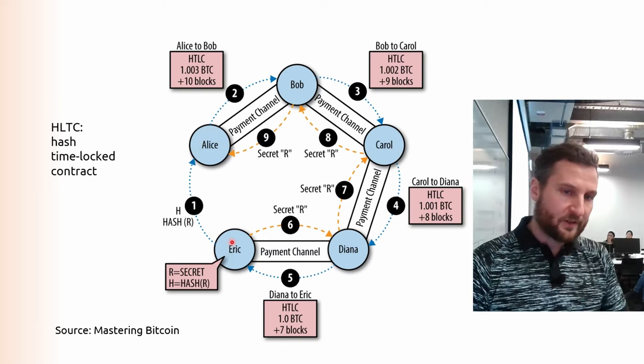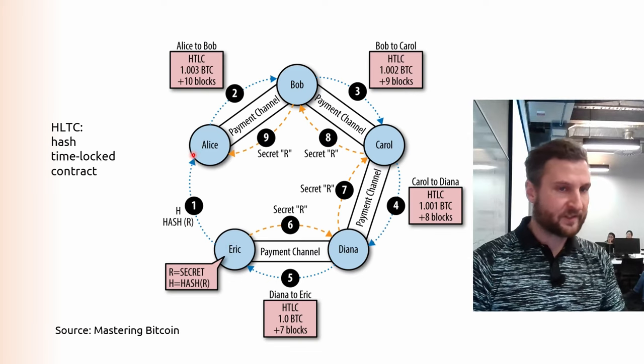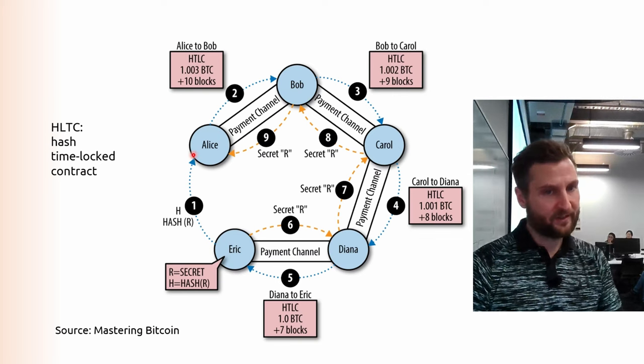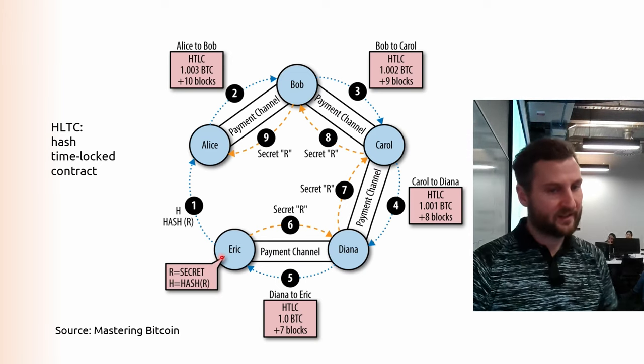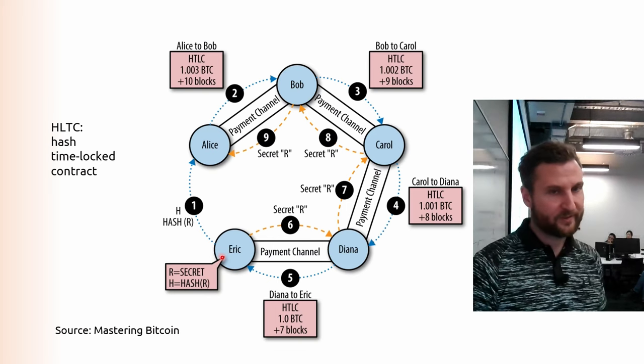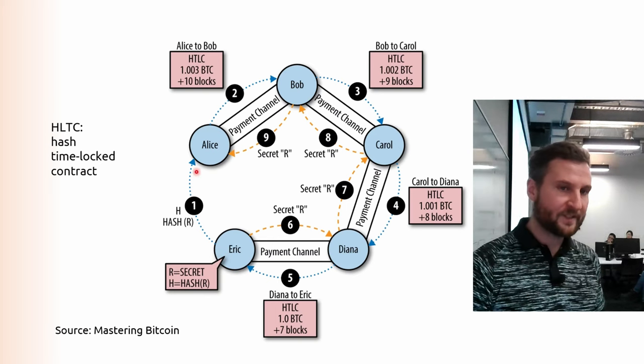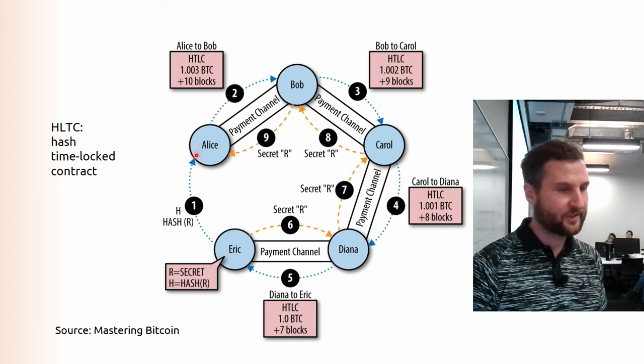So what Eric is going to do is send Alice an invoice. He's going to say, hey, please pay me $20 for dinner. With his invoice, he's going to generate a secret, R, and he's going to hash the secret. And that means that, right, a hash is a one-way function. So that means that Alice gets the hash, but she doesn't know the secret.